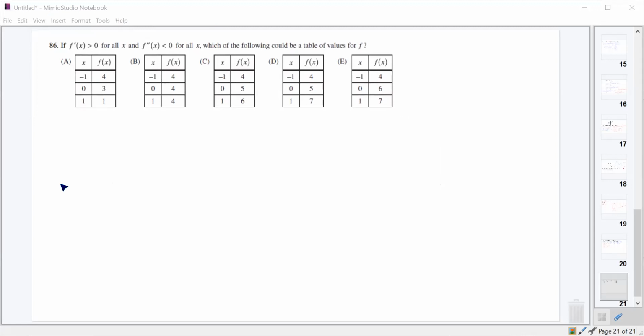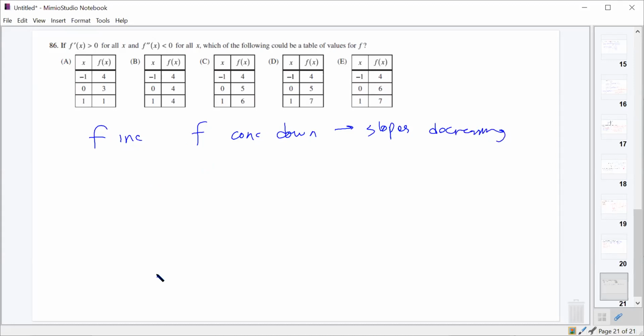All right, so we got f prime is positive, f double prime is negative. So this is telling us that f is increasing, but that f is concave down. And f being concave down means that the derivative, it means that the slopes are decreasing. So f is increasing, but it's increasing slower as the x values get larger. So a function that's increasing and concave down looks like this, right? The slopes go from larger values to smaller values, right? When the function increases and is concave down.